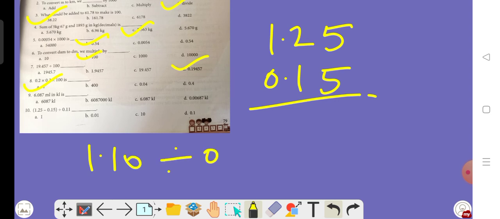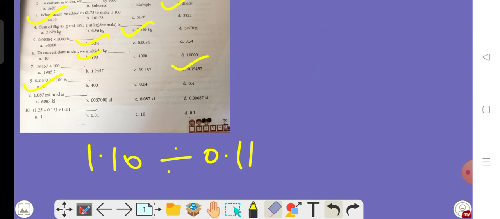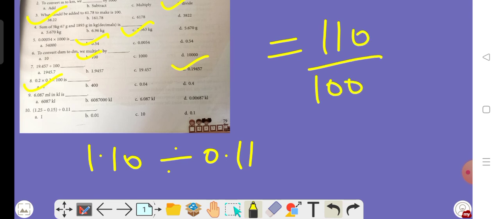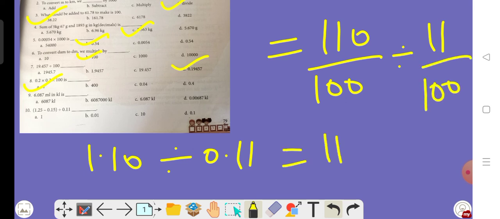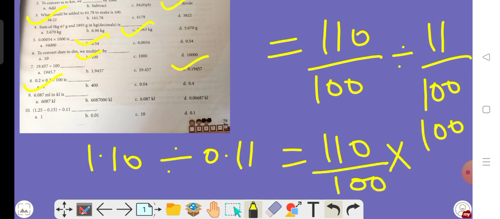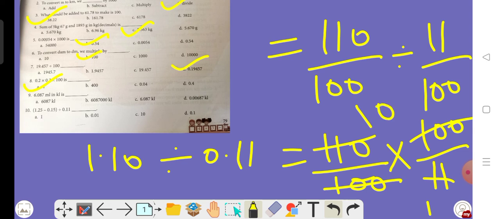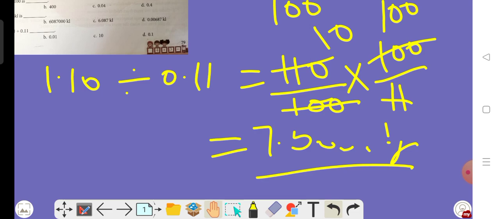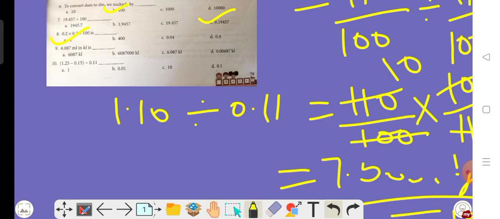1.10 divided by 0.11. Okay, this is equal to 110 by 100 divided by 11 by 100, and this is equal to 110 by 100. Division will become multiplication and the second number will become its reciprocal. 100 and 100 get cancelled and 11 tens are 110. So the final answer is equal to 10. Okay. So option number C is correct.